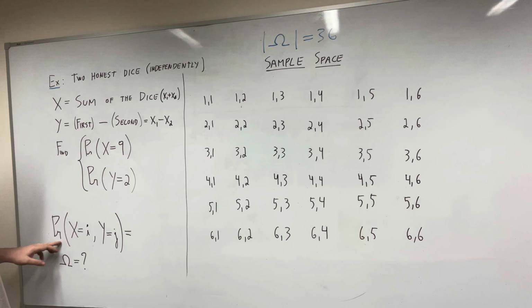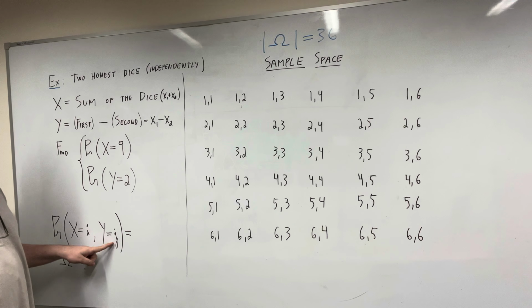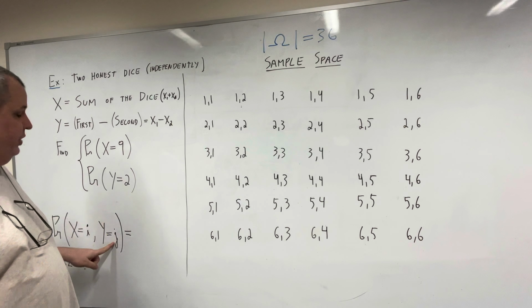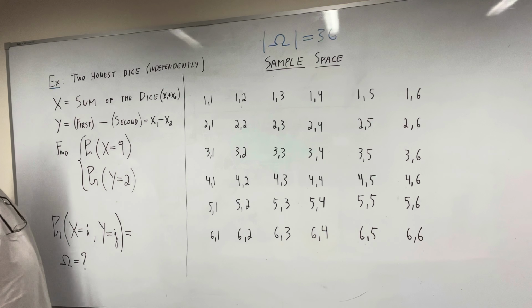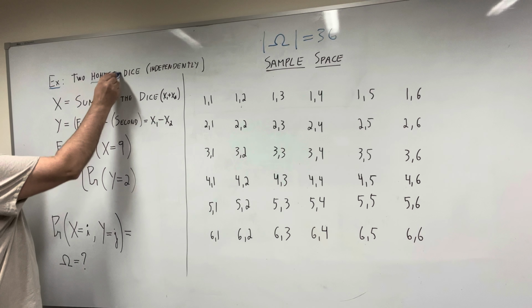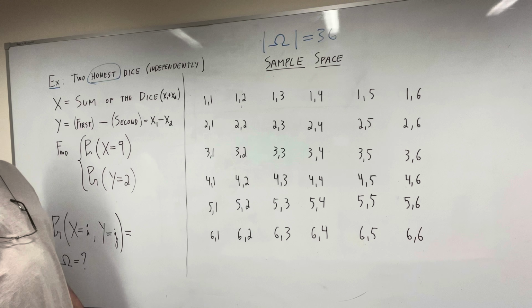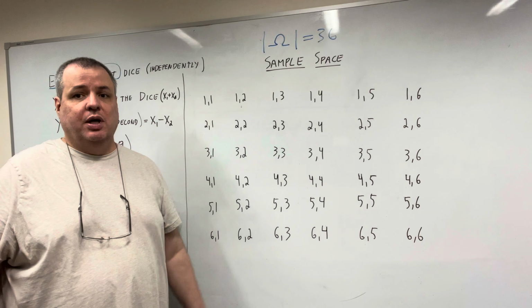And what's the probability of a particular outcome? The first die being i and the second being j, where i and j are integer numbers from 1 to 6. Well, if the dice are honest, all outcomes are equally likely. Each one of these outcomes is equally likely.